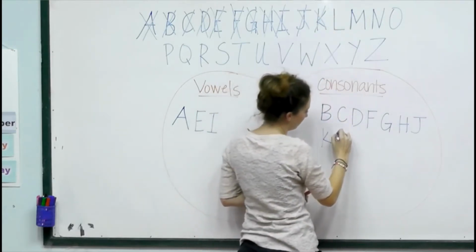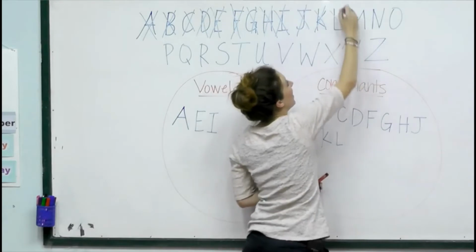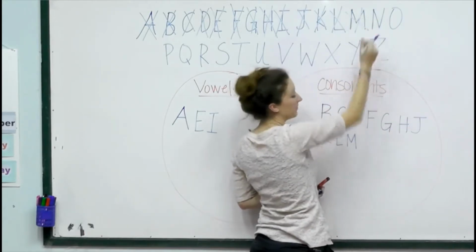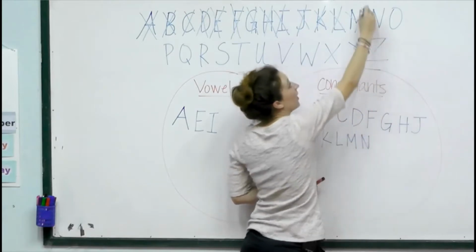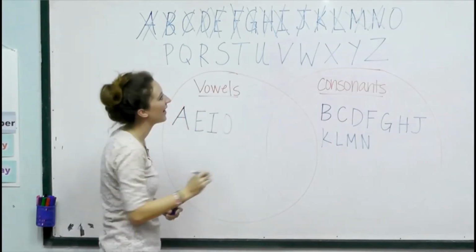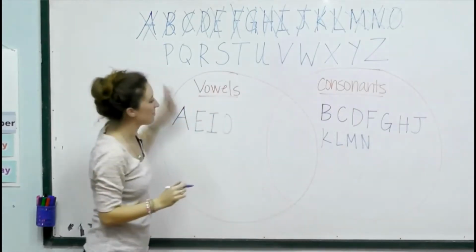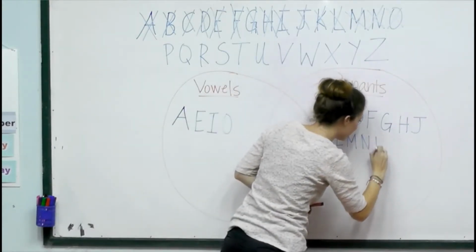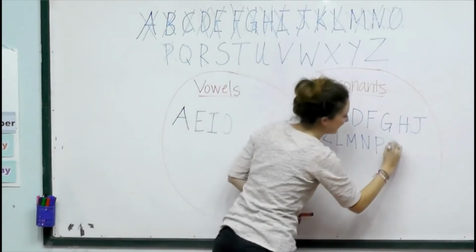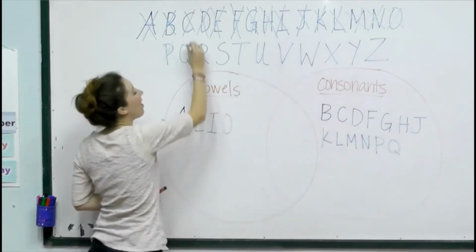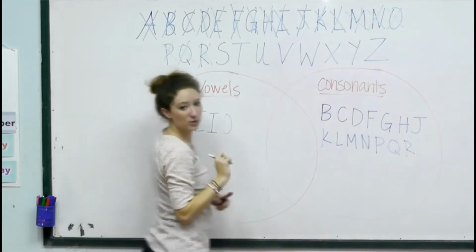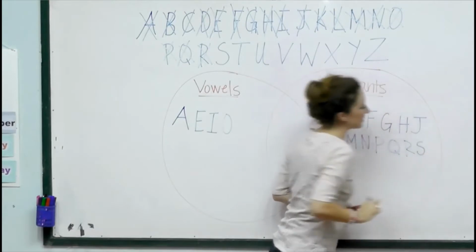L. L is a consonant. And then? M. M is a consonant. And N. Don't forget N. N's a consonant. And then? O. O's a vowel. Yay! All right. P. P's a consonant. And then? Q. Q is a consonant. R is a consonant. S. S is a consonant.